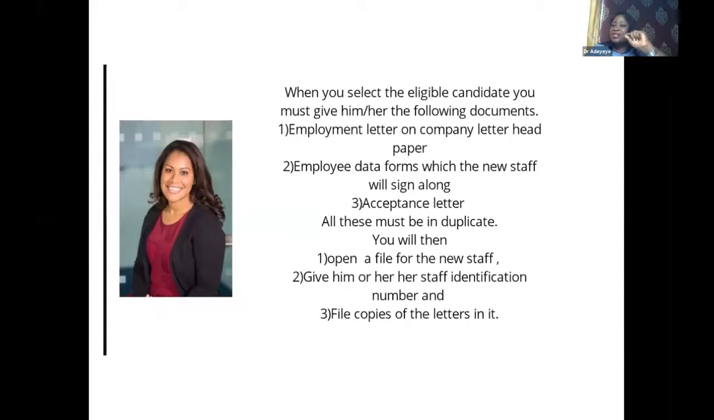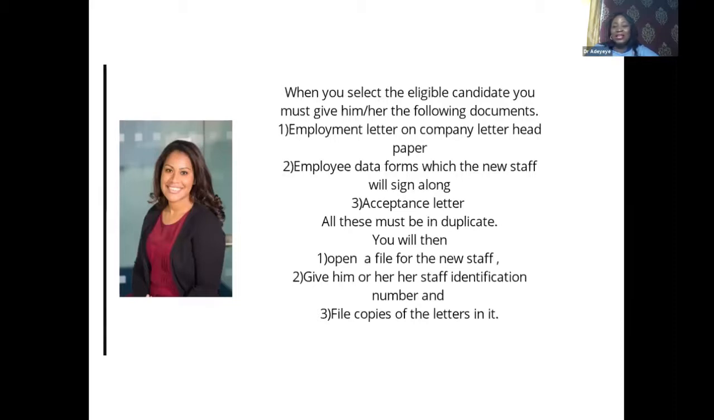So every staff in your company must have a file. Staff file. Why am I repeating it? Because it's very, very important. This is your pathway to having an organized business. Don't you think that is good? Yeah, it's good.